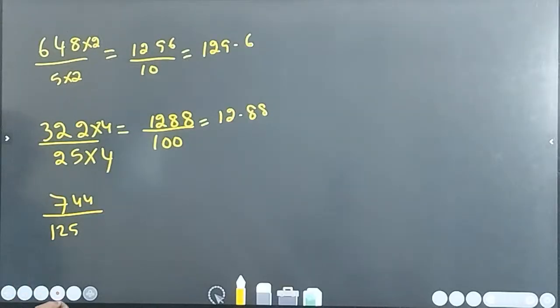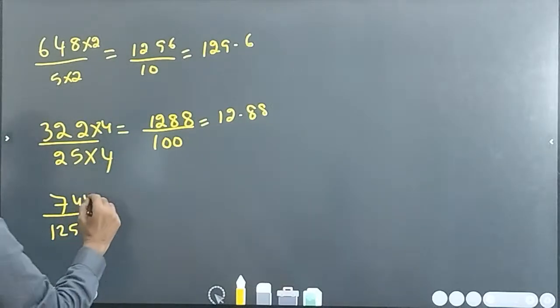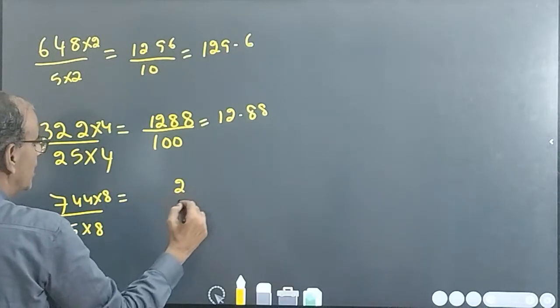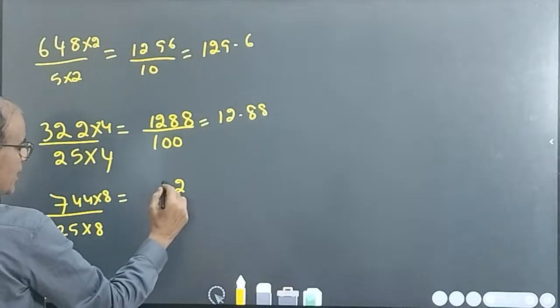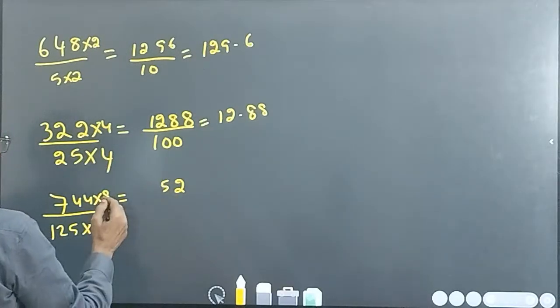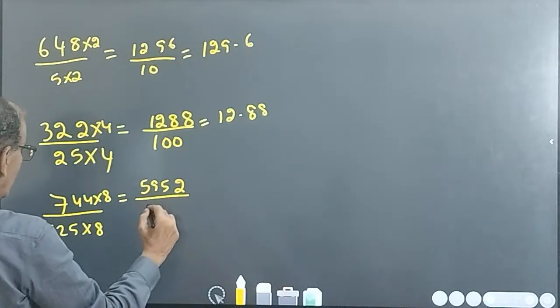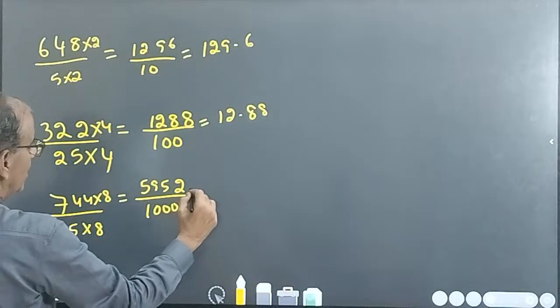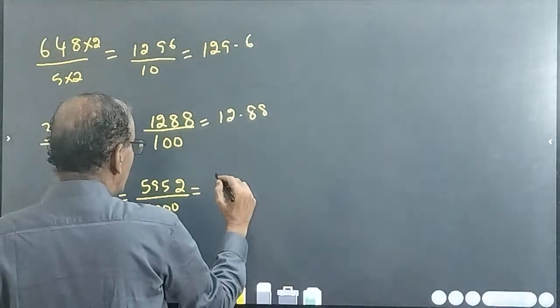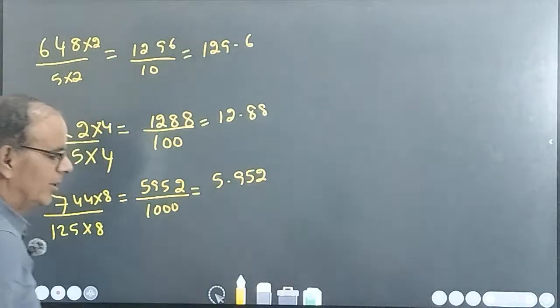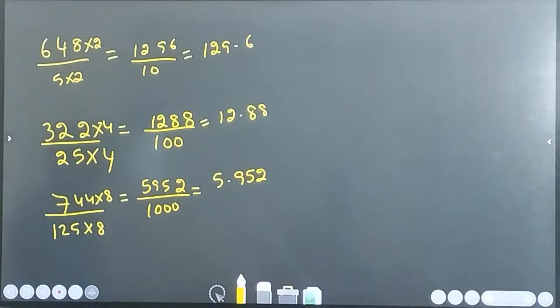744 cannot be divided by 125. You multiply this by 8. 8 into 125 is 1000. This also you multiply by 8. 8 fours are 32, 3. 8 fours are 32, 35, 3. 8 sevens are 56, 56 plus 3, 59. Divided by 1000. That is, how many zeros? Answer 5.952. This is the answer for the question.